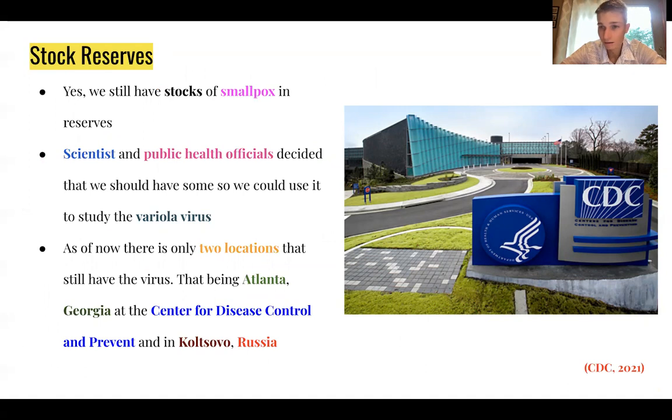So they decided that they were not going to destroy every single last known strand of the virus, as they would possibly need it in the future if there's ever another outbreak of the smallpox virus or maybe something similar to it. And so that we could have something to base it off of to give us a fighting chance. And they also had it so that they could continue studying how it worked and what other things they could possibly learn from it.